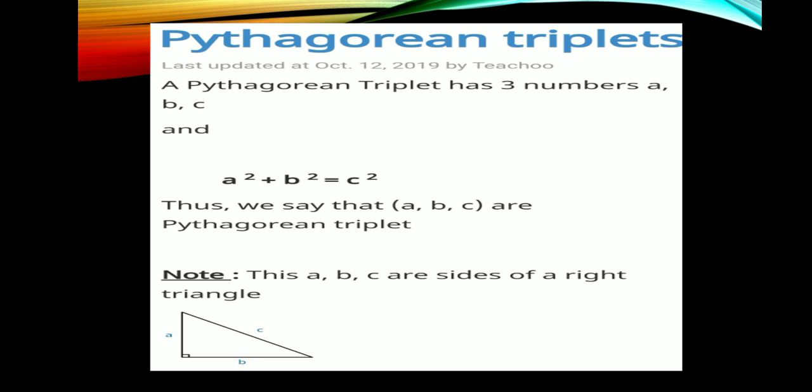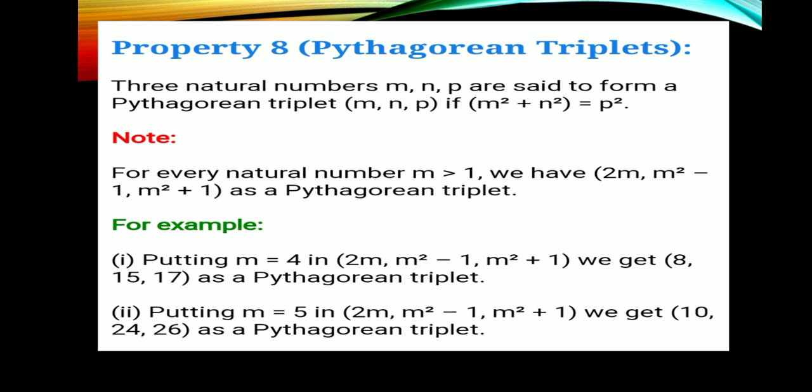So based on this, you have a next property: if you are given the smaller side, you can find the other two sides which satisfy the Pythagoras theorem. Like if m, n and p are three sides, we know that m square plus n square is equal to p square. We are taking p as the larger side, which is the hypotenuse. For any number m greater than 1, the three sides will be 2m, m square minus 1, and m square plus 1.